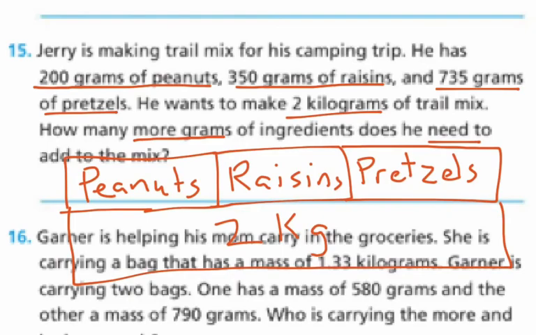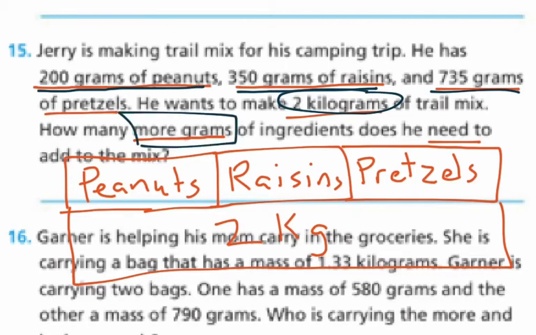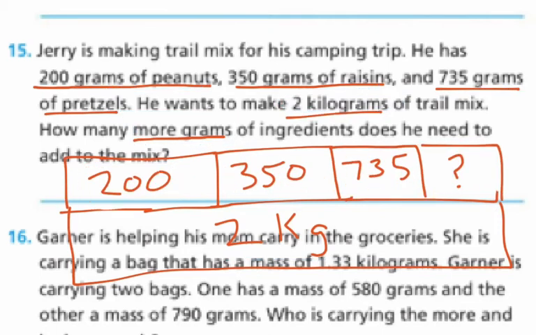Problem 15, I'm just doing the odd problems. Jerry had 200 grams of peanuts, 350 grams of raisins, 735 grams of pretzels. He wants to use 2 kilograms of the trail mix. How many more grams of ingredients will he need? So it's my part whole model right here. Peanuts, raisins, and pretzels out of 2 kilograms. So all those things added up will be 2 kilograms.